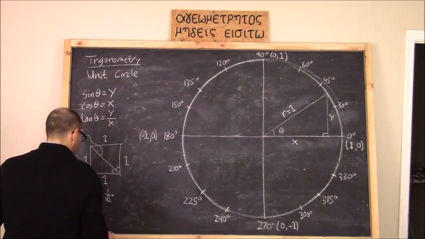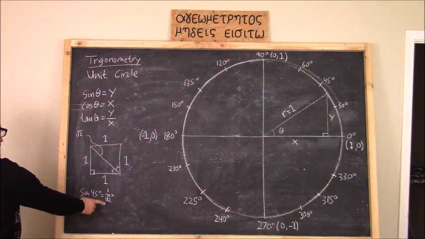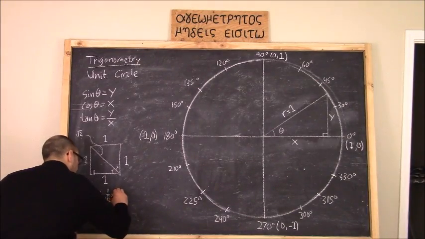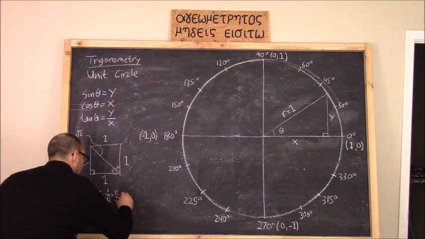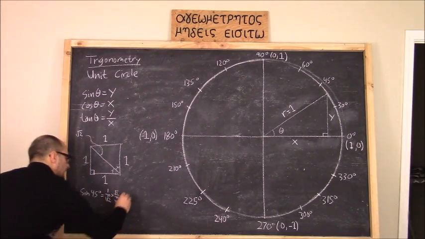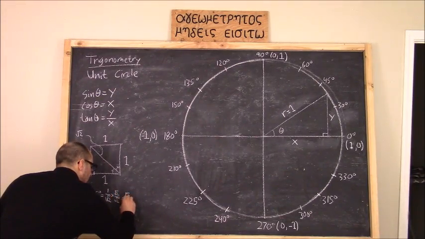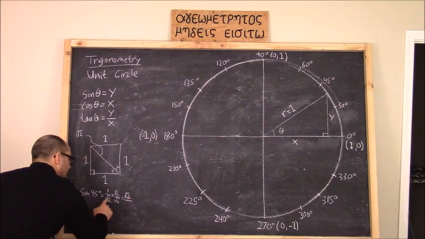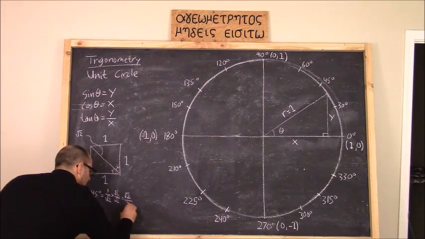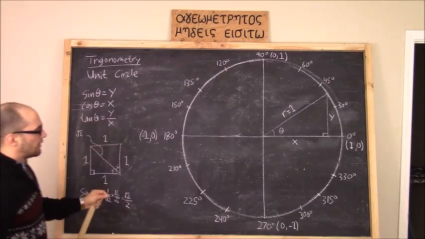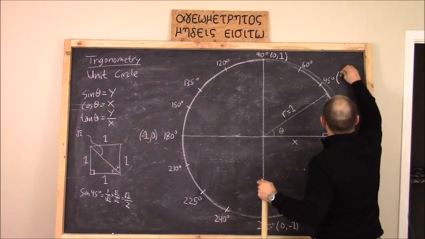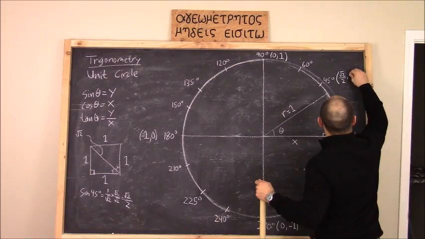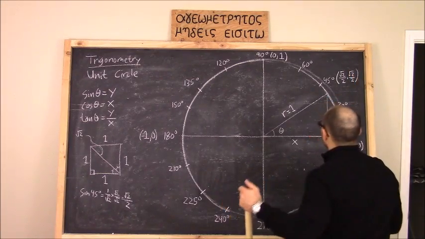Sometimes you'll hear that we need to rationalize the denominator. So I'm going to multiply both the top and bottom by the square root of 2. 1 times square root of 2 is square root of 2. Root 2 times root 2 is 2. So 45 degrees, I'm going to have root 2 over 2, root 2 over 2 for sine and cosine.